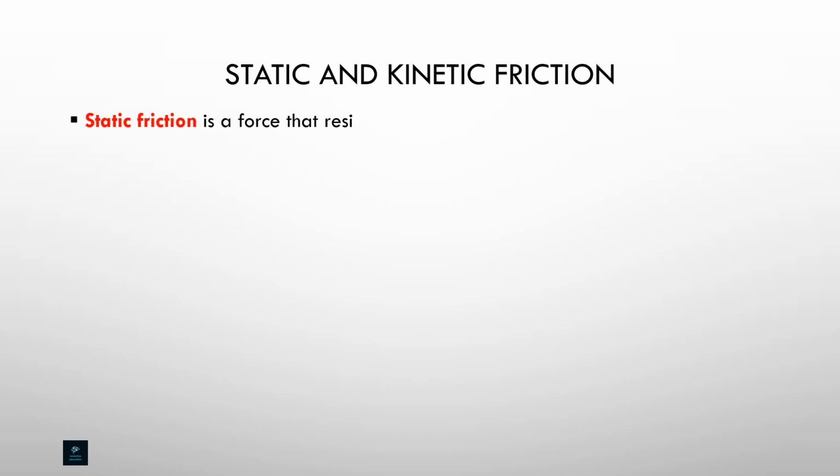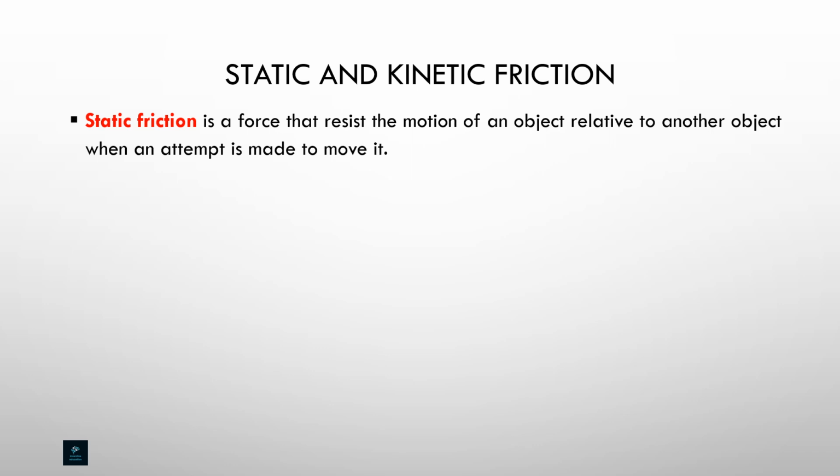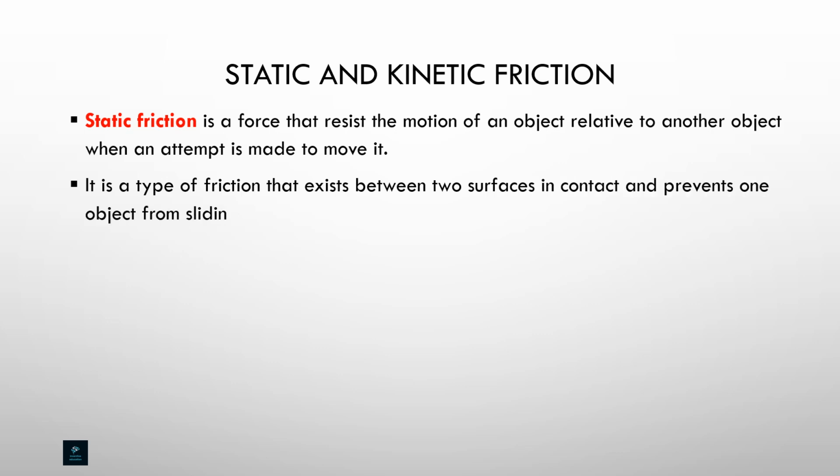Therefore, static friction is a force that resists the motion of an object relative to another object when an attempt is made to move it. It is a type of friction that exists between two surfaces in contact and prevents one object from sliding or moving with respect to another object. The static friction force is less than or equal to the product of the coefficient of static friction and the normal force.